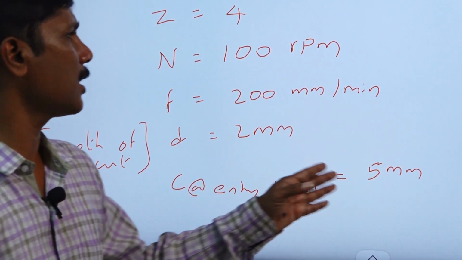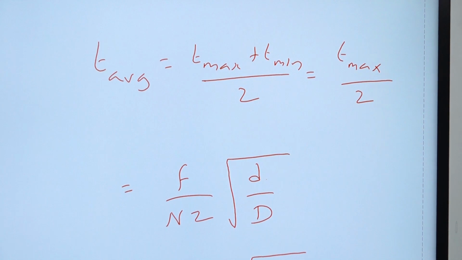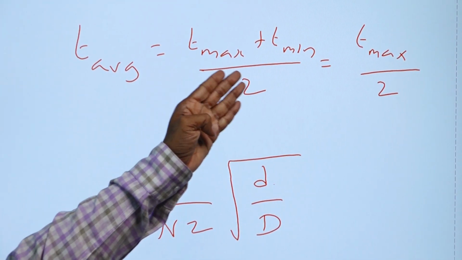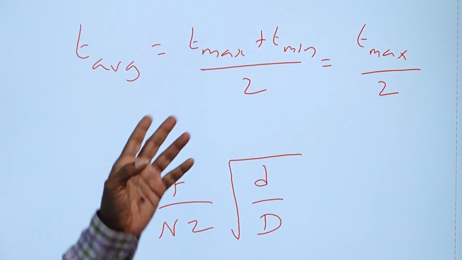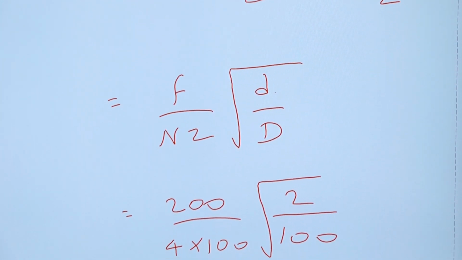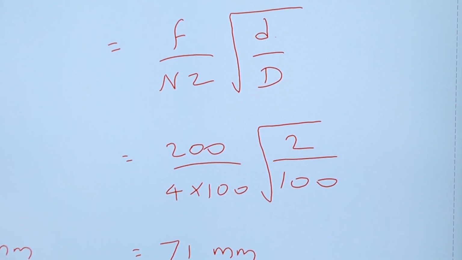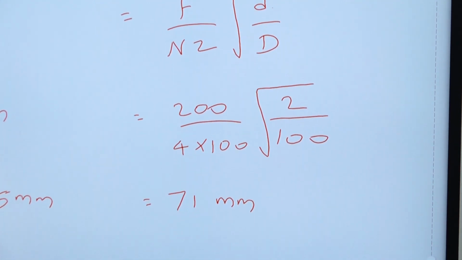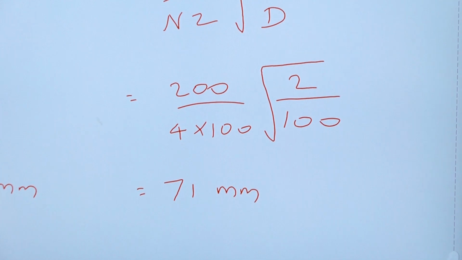Clearance at entry and exit is 5 mm. So the average thickness, the average mean thickness, is asked. It is T max plus T min by 2. Here T min is zero, so the average is T max by 2. The formula is F by N Z square root of small d by capital D. Small d is depth of cut, capital D is diameter of the cutter. When you substitute, we can get 71 mm for this problem.